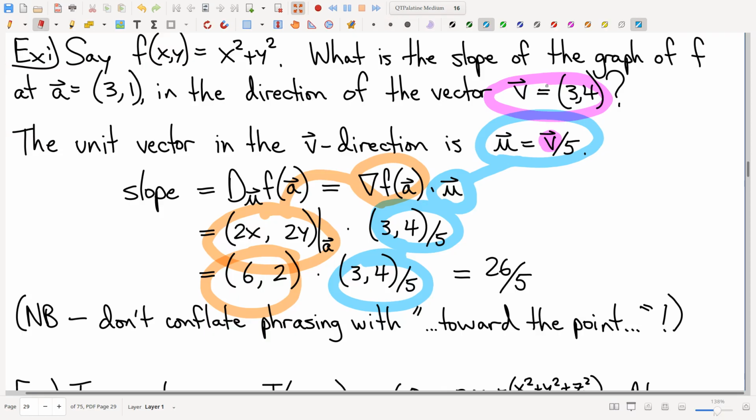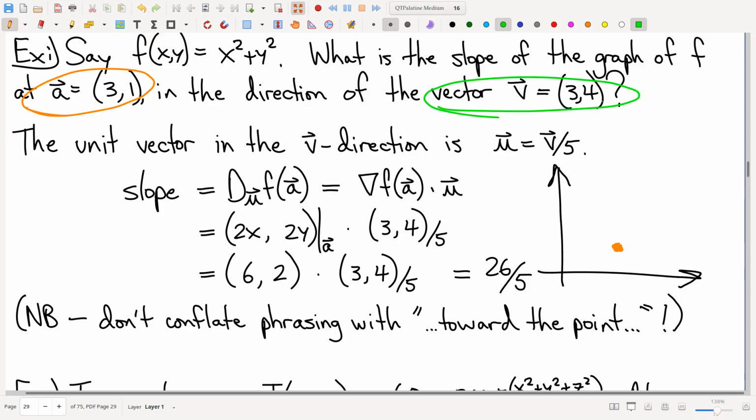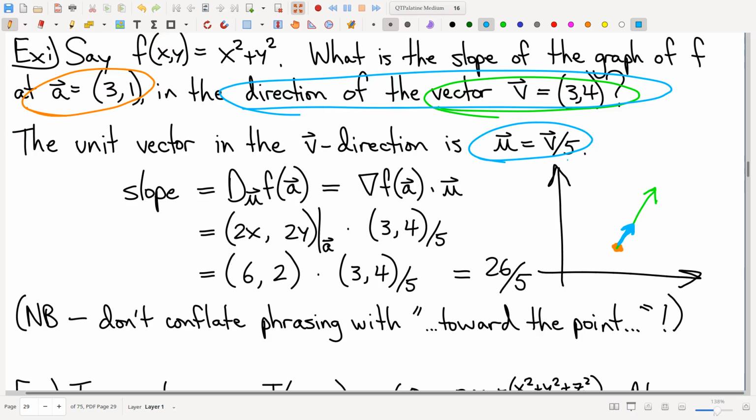All right. Do be careful of the language, the terminology. It's really easy to mess up as follows. Let me draw a picture of what we've actually got here. We are at the point 3, 1, let's say is about right there. And we're looking at the vector 3, 4, which is about like that. Right, and then we want specifically to talk about the direction that vector points. That's the unit vector, like that. So that's where our U comes from.